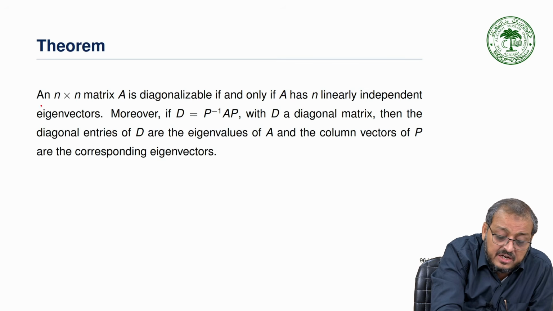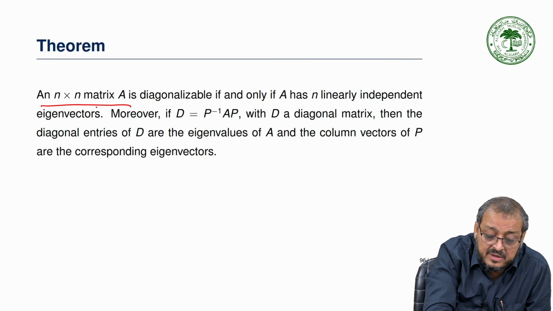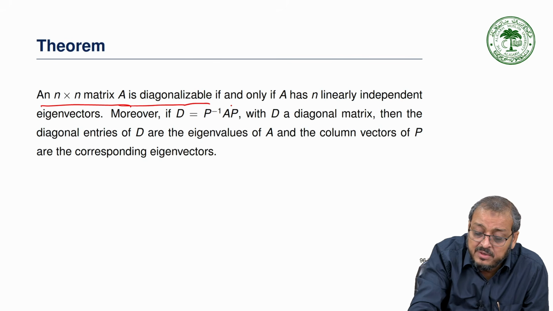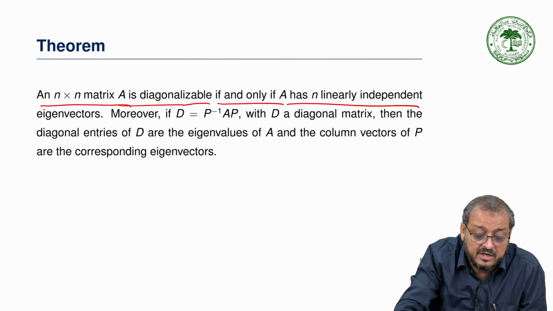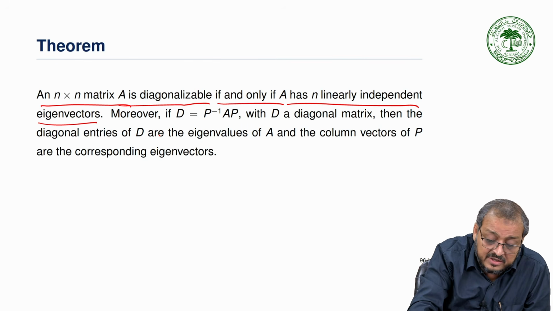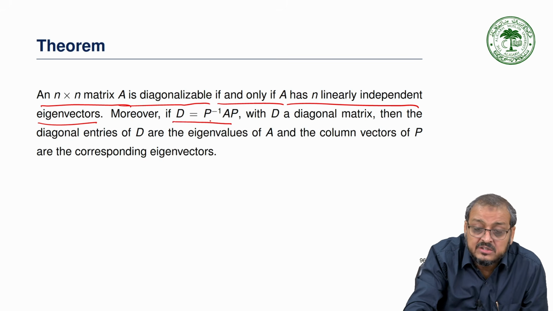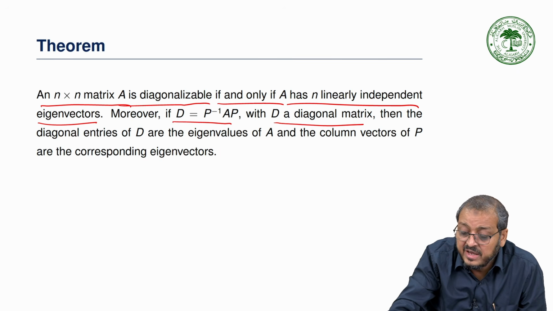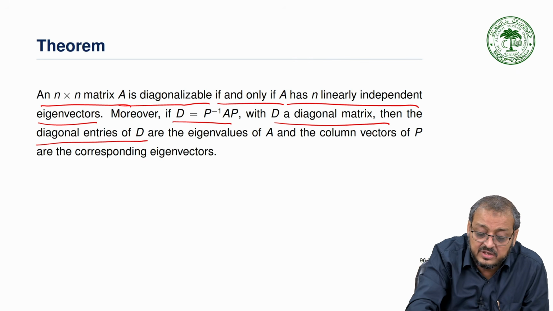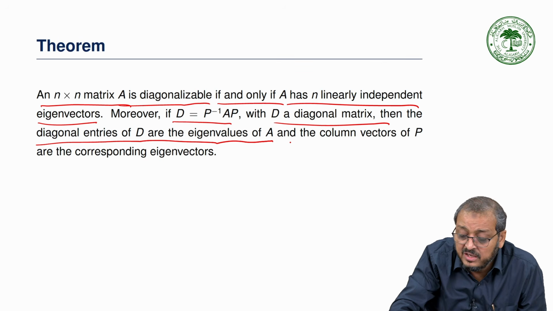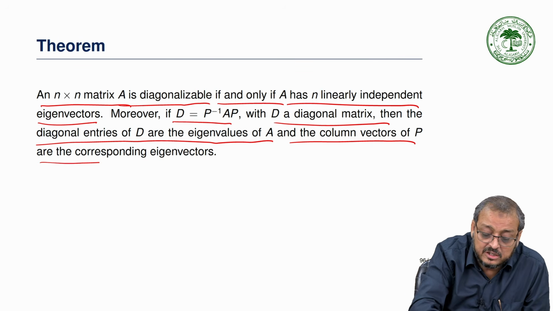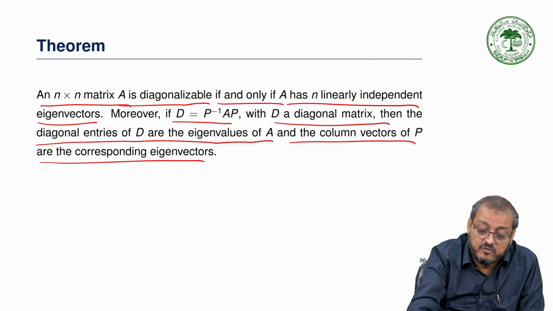This theorem says that if A is an n by n matrix, A is diagonalizable if and only if A has n linearly independent eigenvectors. Moreover, if D can be written as P inverse AP, with D a diagonal matrix, then the diagonal entries of D are eigenvalues of A, and the column vectors of P are the corresponding eigenvectors.